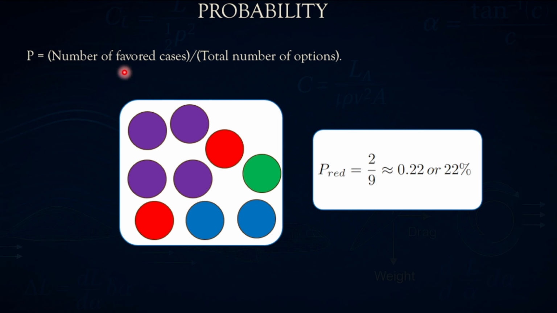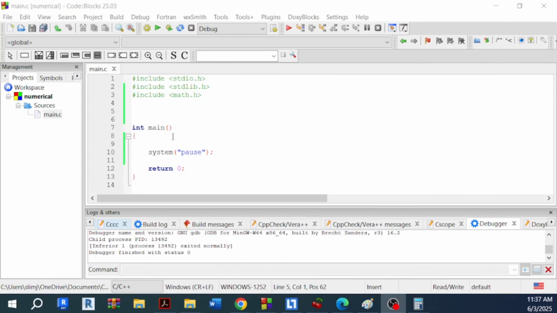So you might get in a draw either this ball or this ball or this ball, etc., which makes 9 balls. So the probability is equal to 2, which is the number of favored cases, because we have 2 red balls, divided by 9, which is the total number of balls, gives you 0.22 or 22%. Let's write a small program to evaluate the probability.